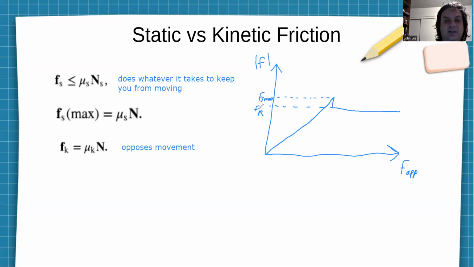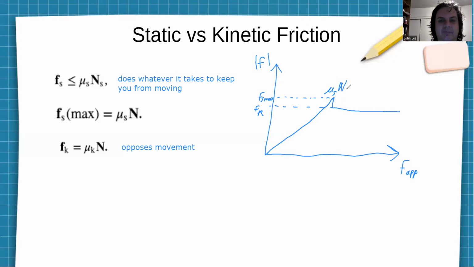So Fs max and the force of kinetic friction are both related to each other by being dependent on the normal force, which is, if you remember, the force that keeps us from falling through the floor or from falling into a wall. It's just a force that something you make contact with makes back on you.